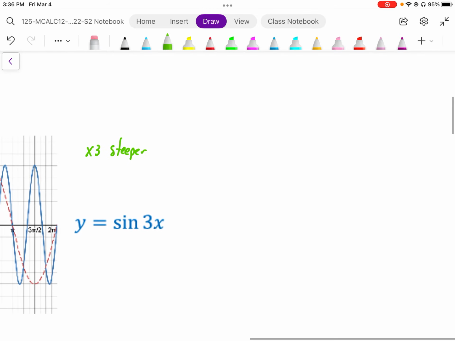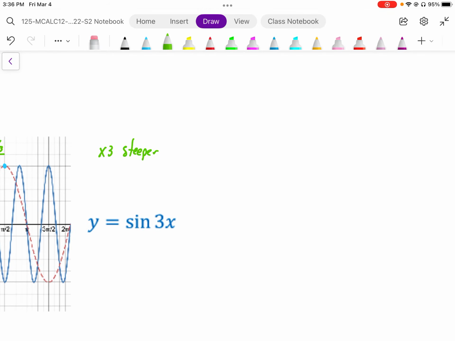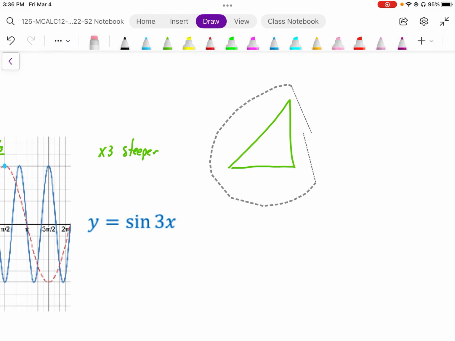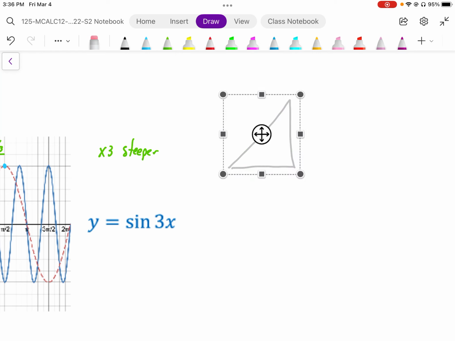If I take a look at a triangle and just draw some random triangle, and I do a horizontal compression on this graph, a horizontal compression is going to make that graph steeper. So if I start with my original function here and make my run 3 times less, then that means the slope becomes 3 times more. This is a generalization I can make with my graphs here.